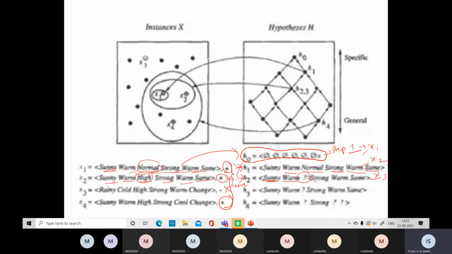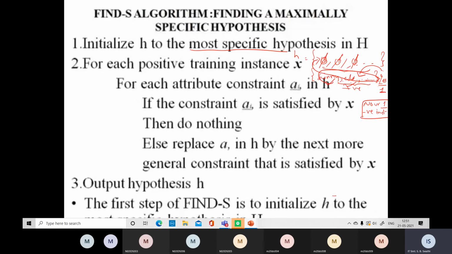Now check X4 and H2. This is sunny, which is there in H2 also, the first one. This is sunny, it is kept as it is. This is warm, kept as it is. And high is there, which is already a question mark. Don't change the question mark, keep it as it is. Strong is there, here also strong. Here cool is there, and here warm is there. Right? Change is there.